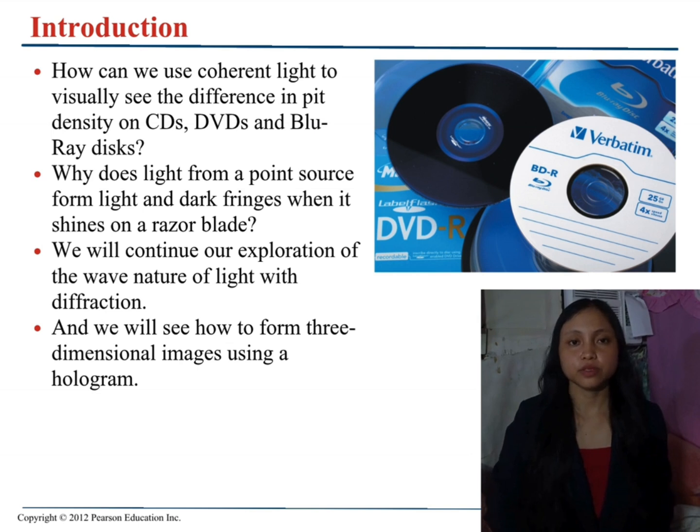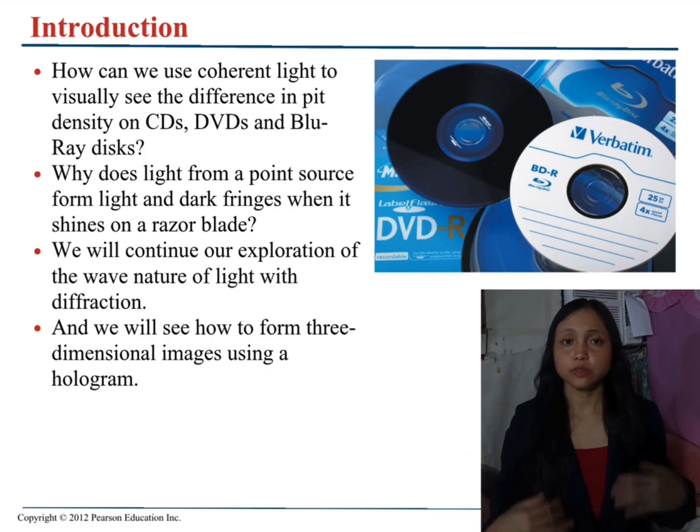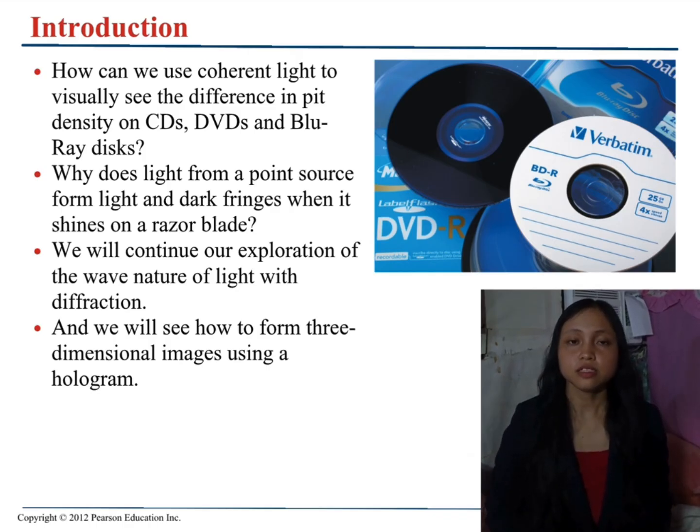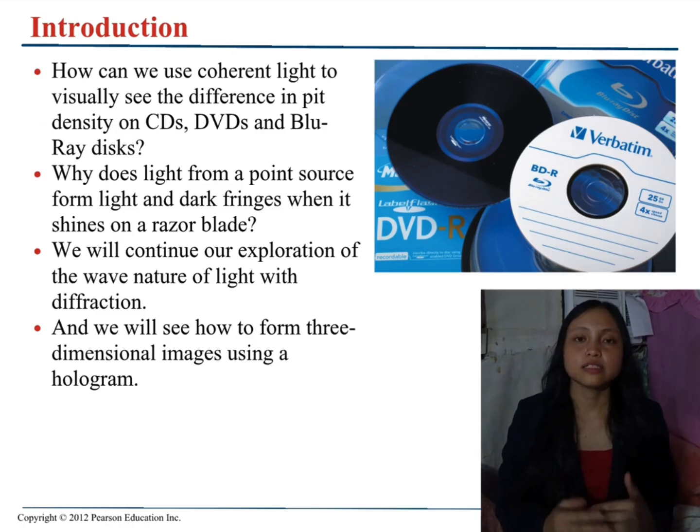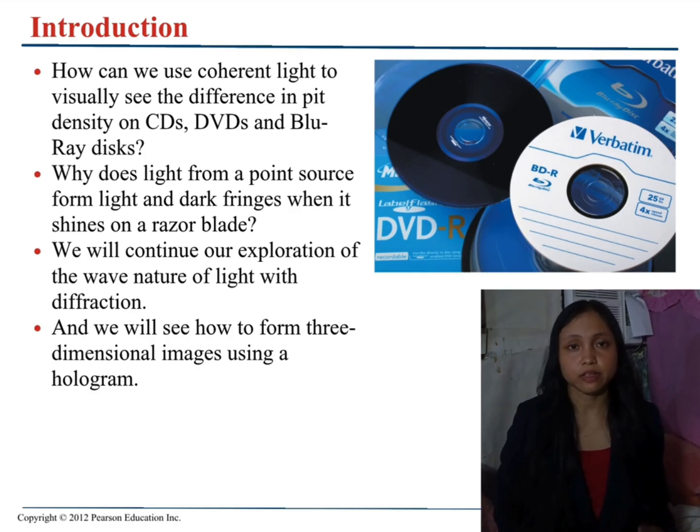Let us begin with two interesting questions. First, how can we distinguish between a CD, a DVD, and a Blu-ray disc using light? Second, why does a razor blade create alternating bright and dark bands instead of a perfectly sharp shadow? The answer to both questions lies in diffraction. Diffraction occurs because light behaves as a wave. When waves encounter obstacles or narrow openings, they spread out and interfere with one another.